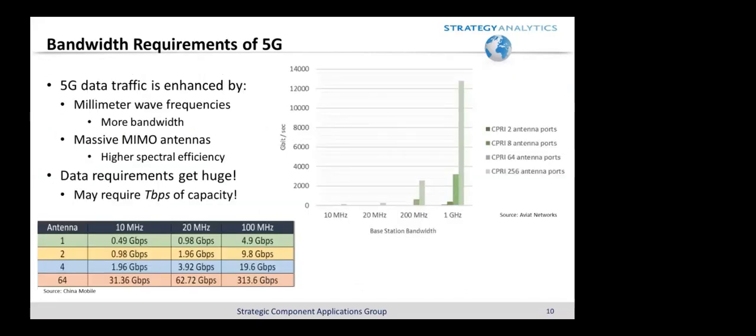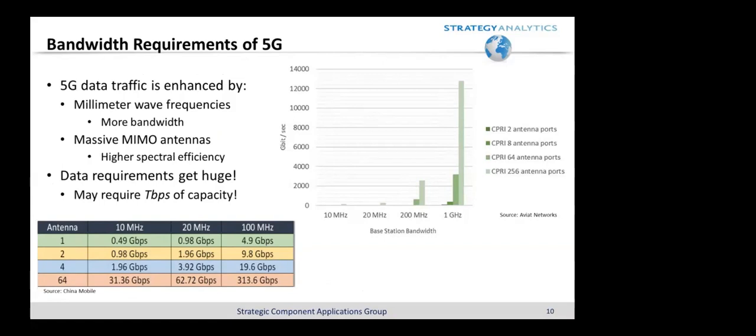So how are we going to get to this 30x increase in data? I mentioned earlier that massive MIMO antennas are going to be fundamental enablers of 5G. The chart in the lower left shows that a MIMO antenna with 64 radiators using 100 megahertz channel bandwidth generates 313.6 gigabits per second of data traffic from each antenna. And we're there already for some millimeter wave networks.